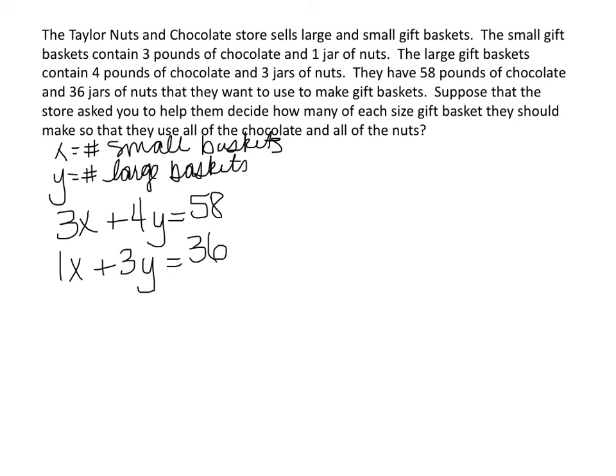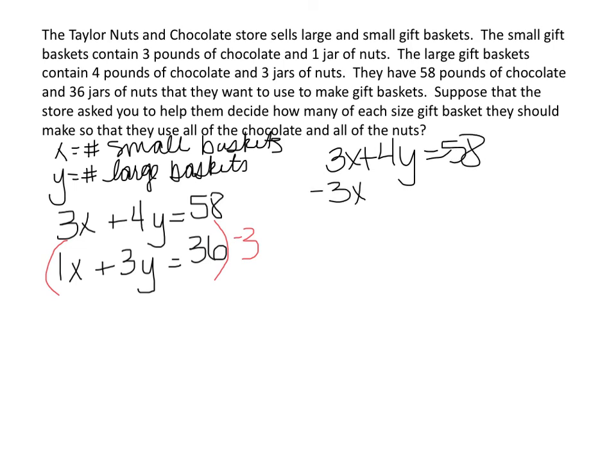Now that I've got this information, I can solve the system. I see here I've got two equations in standard form. For this, I will again use elimination. I will multiply this bottom equation by -3, because then I can eliminate the x's. My new system becomes 3x + 4y = 58, -3x - 9y = -108. When I combine these, my x's cancel.